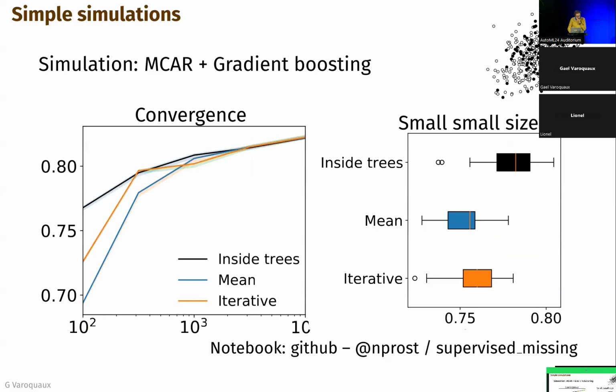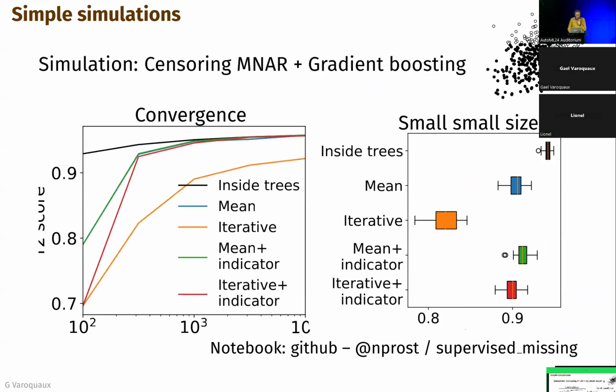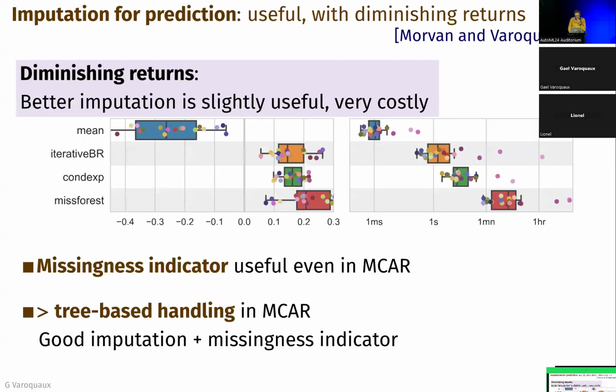And so what we see is that if we do small simulations, this works really well in missing completely at random settings. It also works really well in missing not at random settings. And in missing not at random settings, it really makes sense. Missingness is actually signal. So modeling it is really good.